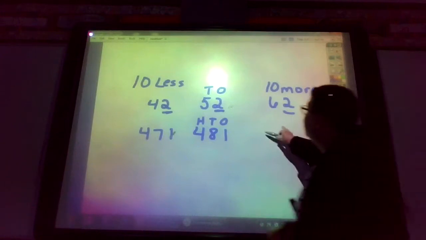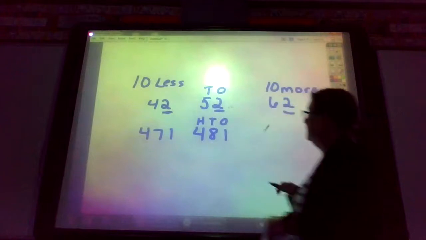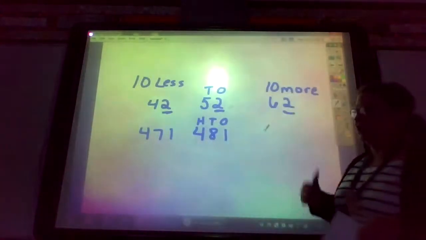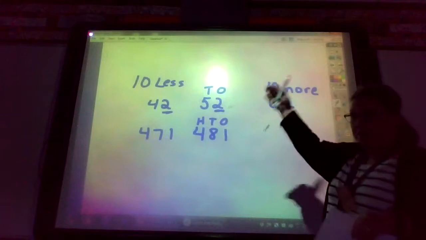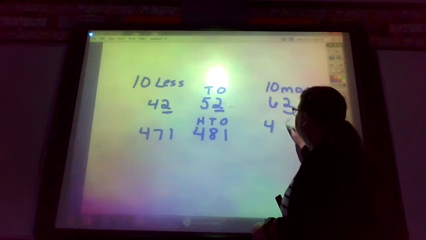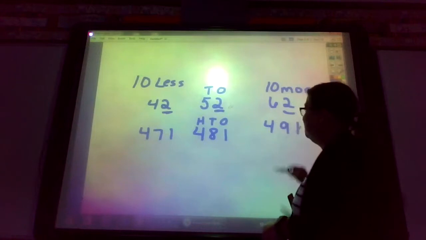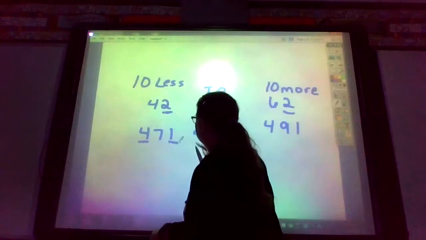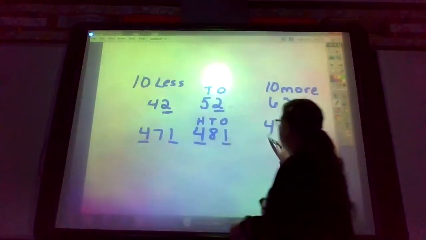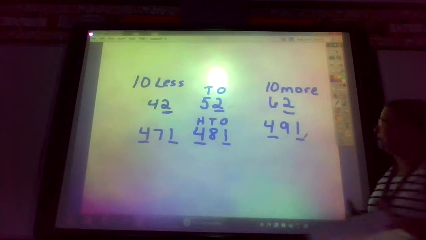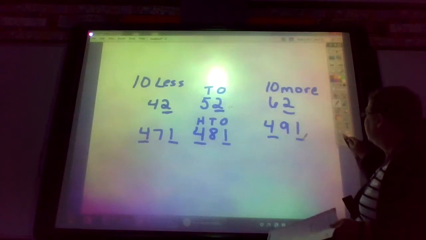Okay, over here they're wanting 10 more. Again, I'm only changing my tens. I'm only changing the 8. And I want to make it 1 higher. I want to go 10 up. So it's 491. You can see I didn't change this number or this number. They're the same, 4 and 1. They didn't change.